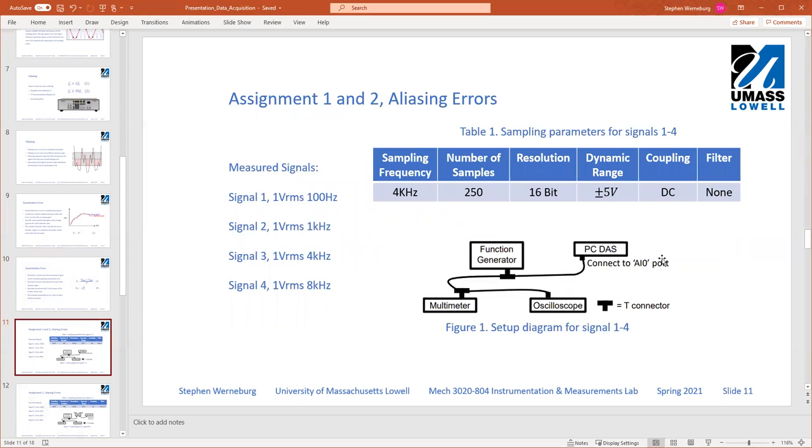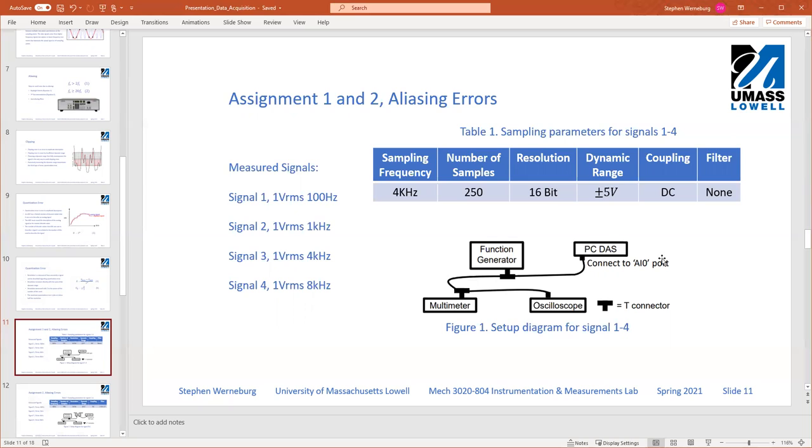So in assignment 1 and the first part of assignment 2, we measured 4 signals with 100 hertz, 1 kilohertz, 4 kilohertz, and 8 kilohertz frequencies. And the important sampling parameter to take note of here is that we're using the sampling frequency 4 kilohertz, and we weren't using any filter for these signals.